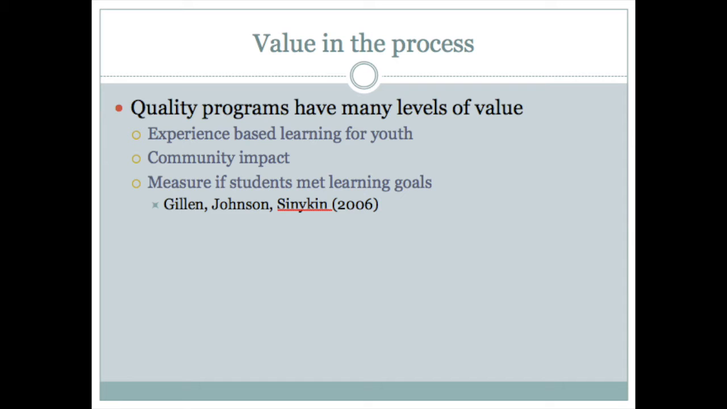So, value in the process. In Chapter 3 of Giving Voice to the Leader Within, Gillen, Johnson, and Sinkin discuss quality service learning projects and what those should involve. Those service learning projects are the type of community engagement opportunities that programs should be looking to reach. They suggest that a quality project should include experience-based learning for youth, where the youth get to complete some task or series of tasks that helps them grow their skill set.